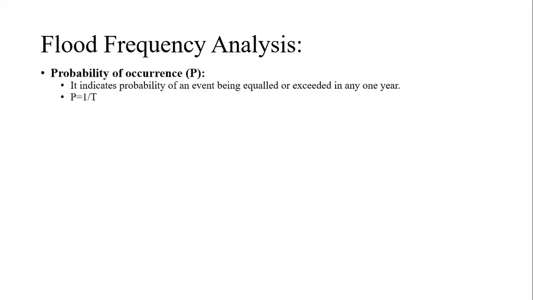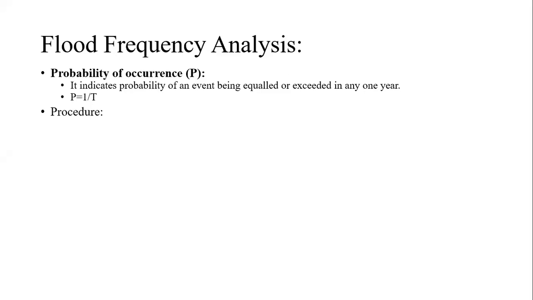the probability of occurrence, that is, it indicates the probability of an event being equalled or exceeded in 1 year or any year, any number of years we can say, that is equal to 1 upon T, that is 1 upon the return period. Clear. And the procedure: how do we do flood frequency analysis, what is done in it?